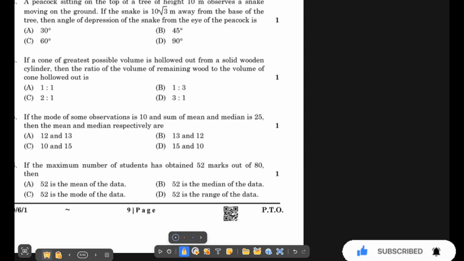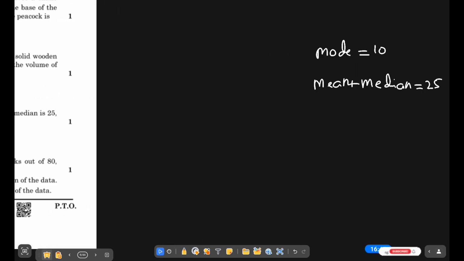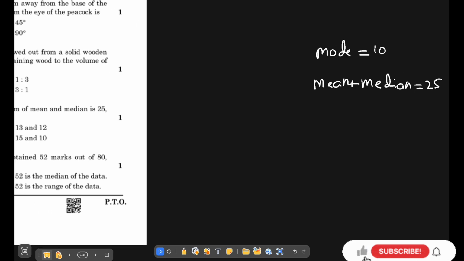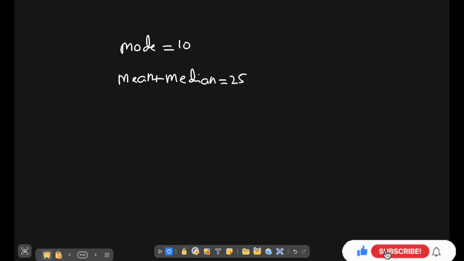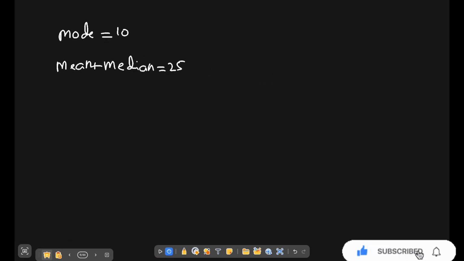Mode is 10. Mean plus median is given as 25. So we have to find the mean and median. So what is the relation between these three things? Let us send median to the right side. Now here mean is equal to 25 minus median.